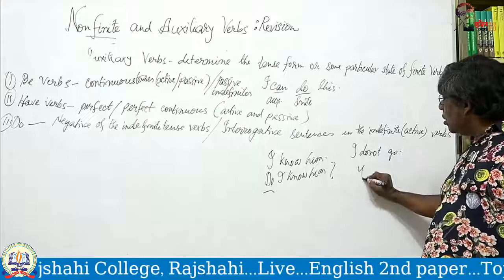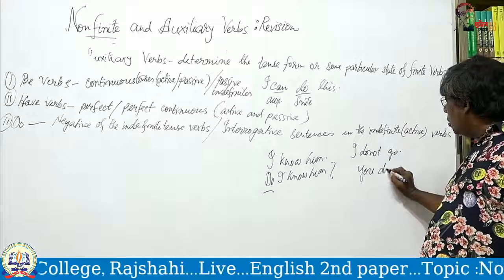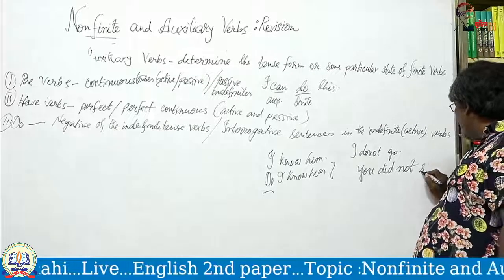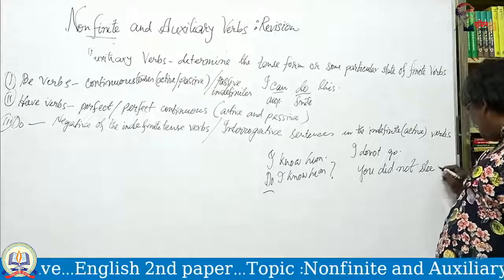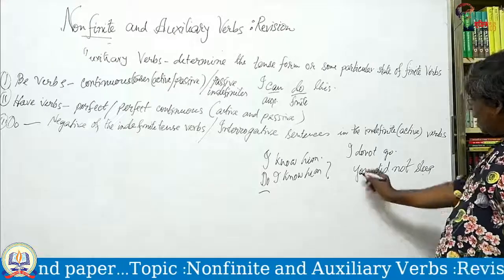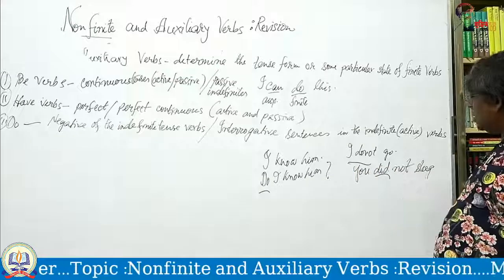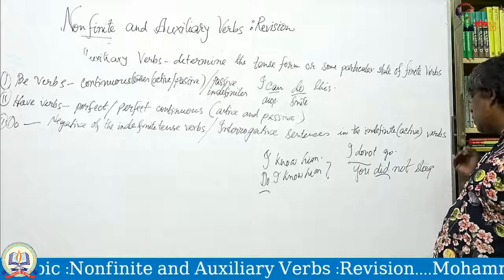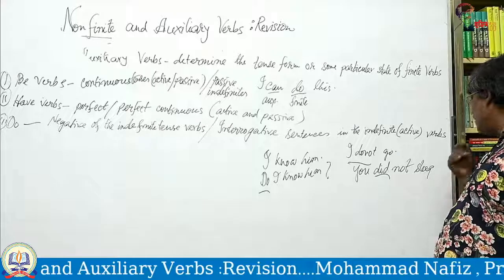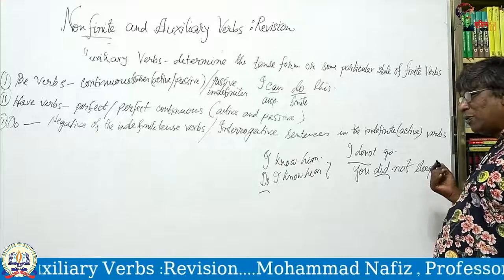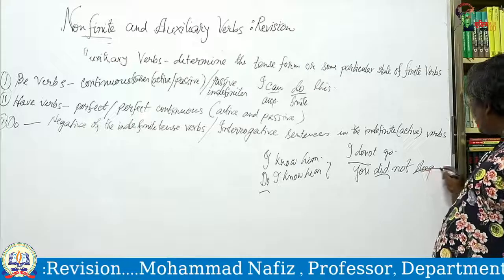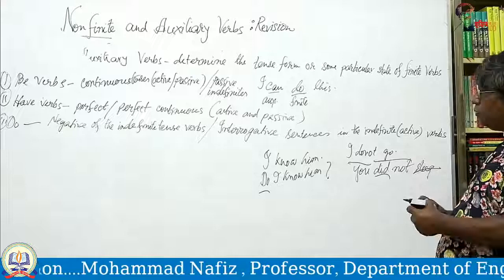or you did not sleep. Both of the verbs are in the indefinite forms, and do is used in both of the sentences. In the first sentence in the present form, and in the second sentence in the past form, to determine the negative sense of the finite verb sleep or go.